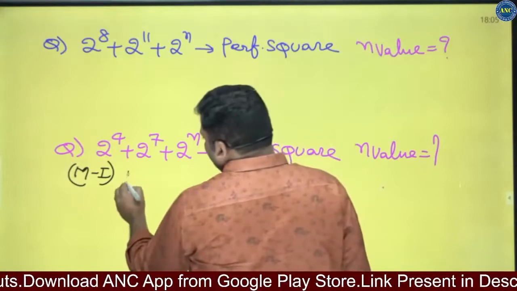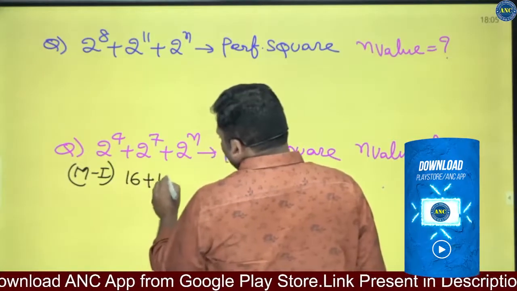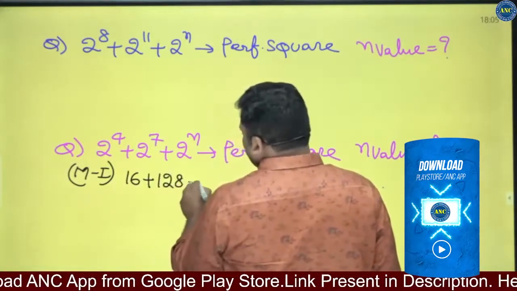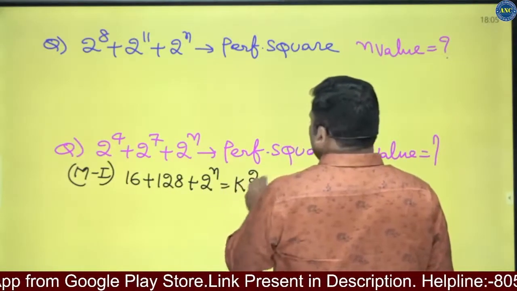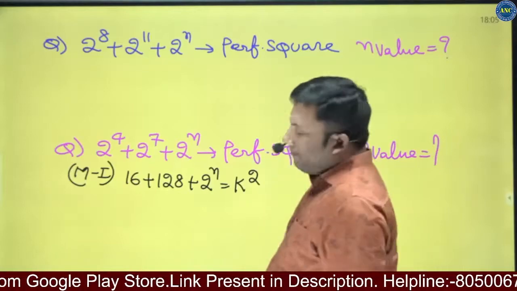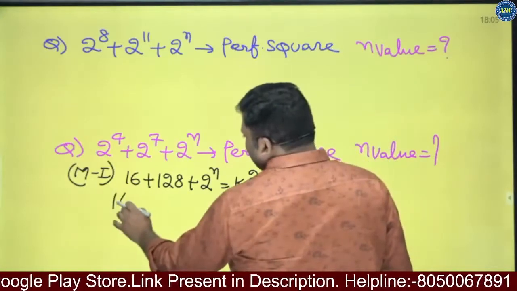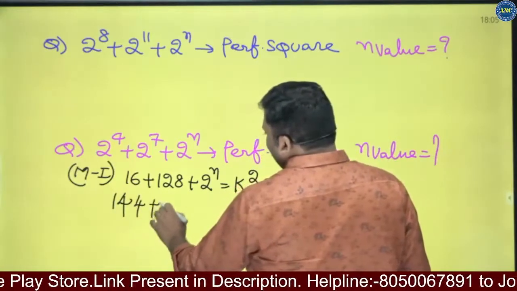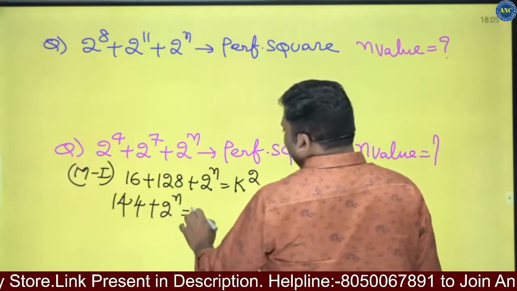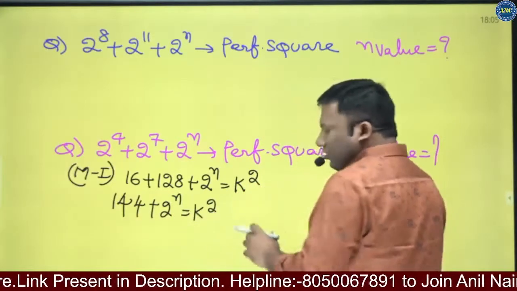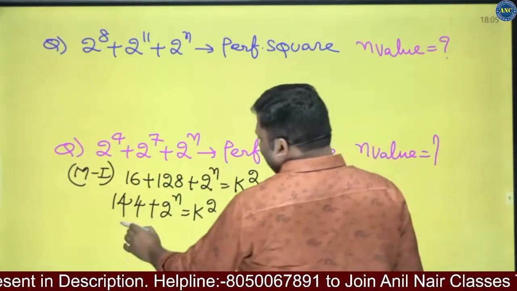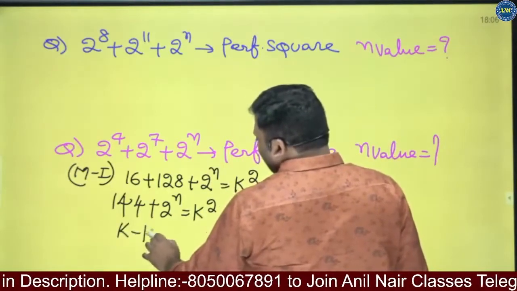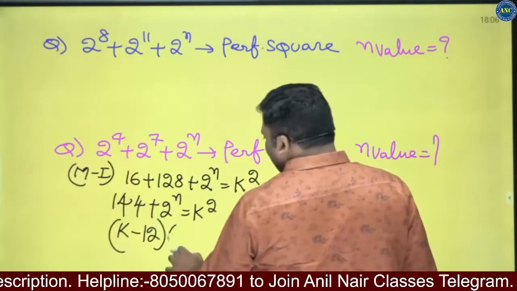Method 1. 2 power 4 is 16. 2 power 7 is 128. Plus 2 power n. It is a perfect square. Perfect square is k square. So 128 plus 16 is 144. 144 plus 2 power n is k square. The same approach that we used initially, we will use again. This will become k minus 12 into k plus 12.